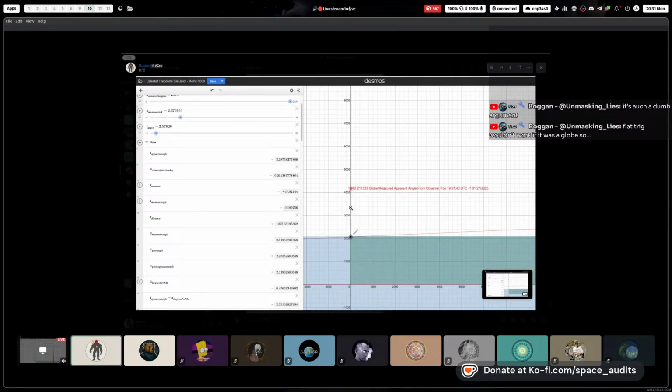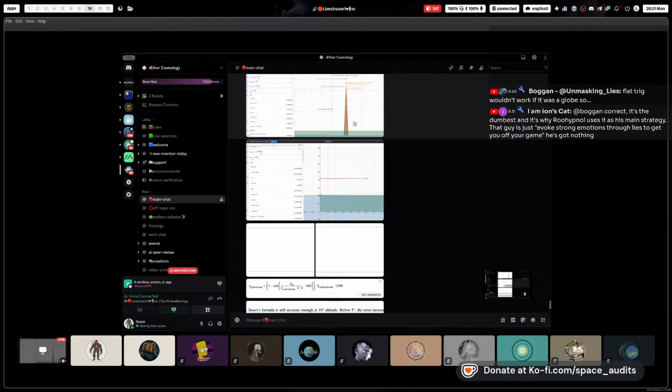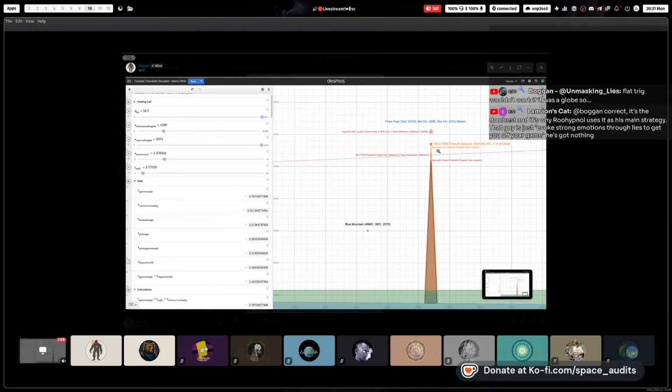And then look at that same star, where it's, trust us, bro, it's totally not the true light path being occluded by the physical flat Earth mountain peak. And that's it. It's this one here. What?